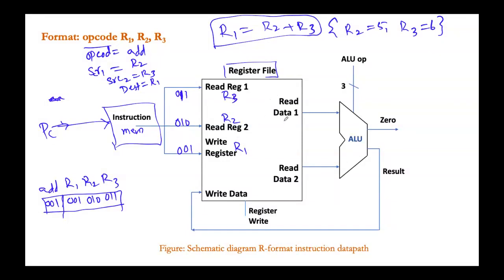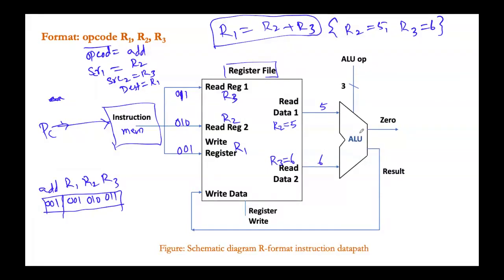The first one is your operand 1, right? The read data 1. So the R2 value, R2 is equal to 5 here, so 5 will come out of your register file. And the second operand is your R3, which is holding the value 6. The output of your register file is 6.